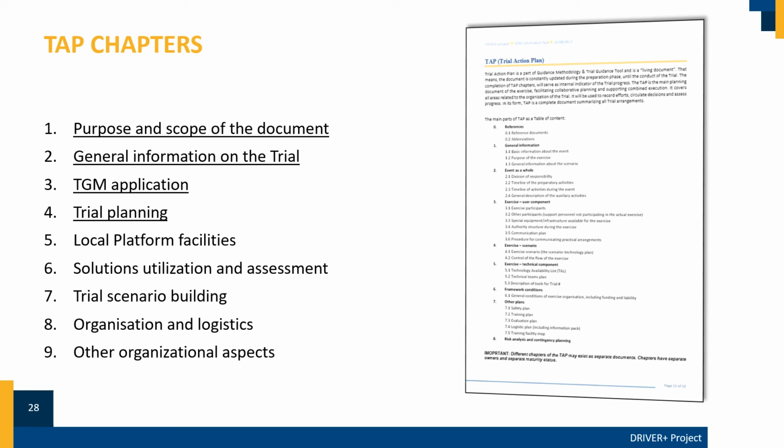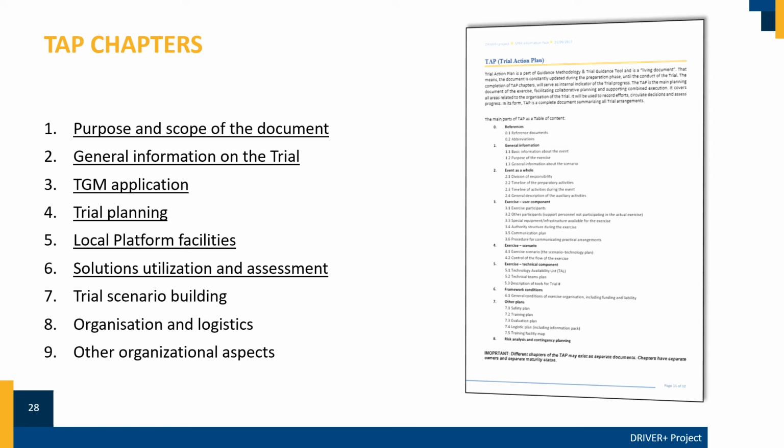Chapter 5, Platform Facilities, contains nothing more than a description of the location at which the trial will be executed. Here you document the technology available and what needs to be adapted and integrated. Chapter 6 describes the solutions you have selected, how they will be used, and how they will be assessed. If you use a specific process to select your solutions, also describe and justify this process here.